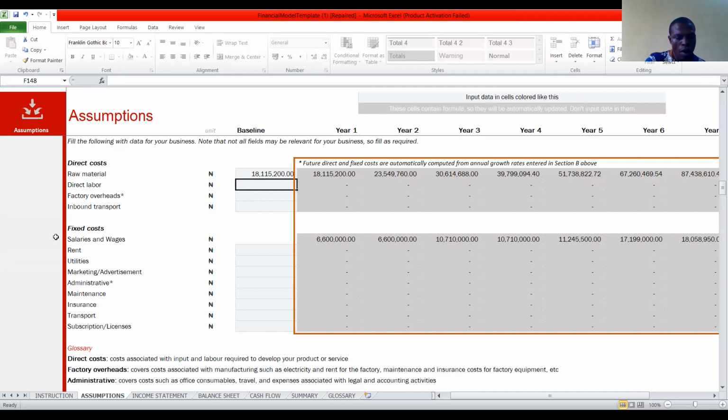Direct labor for the whole year is 3 million. Please, if you don't have staff that you are paying according to number of outputs, those are your permanent staff. But your direct labor are your casual staff, those ones that when you have a job, you call them, they come and do the job, and you pay them per day or per week or per number of units of output. Those are your direct labor.